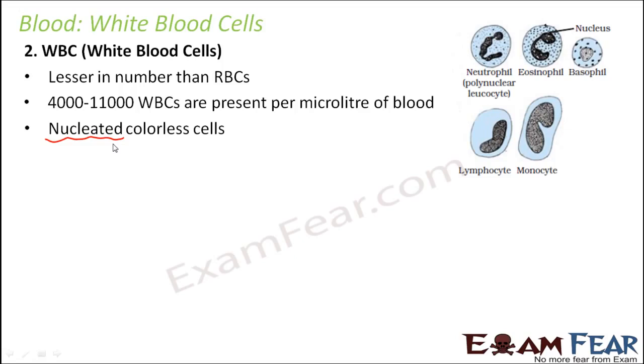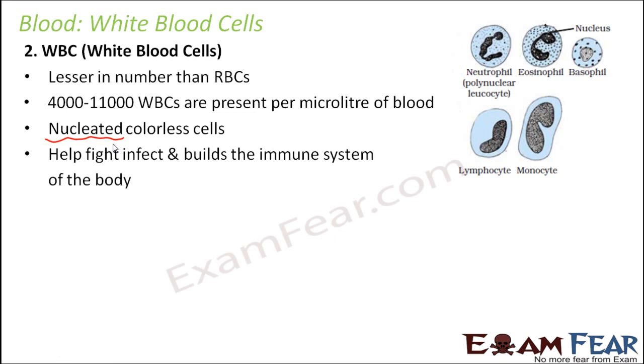Now, if you talk about the presence of WBC, they are not limited to blood alone. So it is not that they are present only in blood. They are also present in other parts of the body. For example, they can be found in the liver, they can also be found in the lymph glands or in the spleen. So these are some of the other places where WBCs are found.